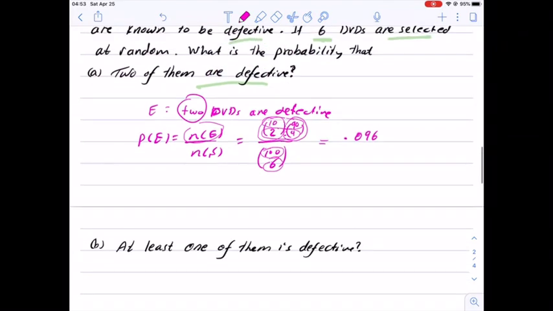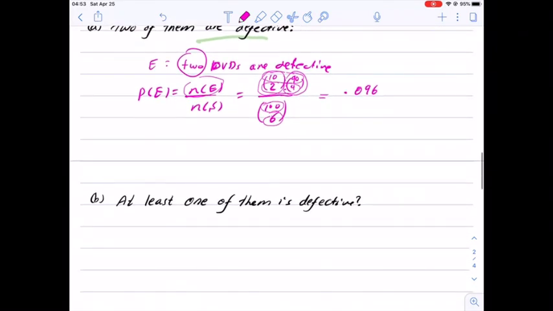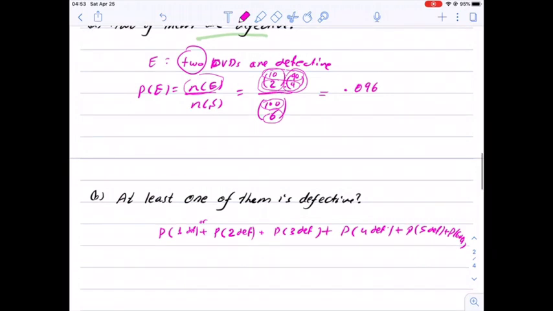Now if we want to find the probability that at least one of them is defective, at least one, that means the probability of getting 1 defective, or plus the probability of 2 defective, or the probability of 3 defective, or 4 defective, or 5 defective, or 6 defective. But instead of finding all these probabilities, it's better to apply the complement rule.